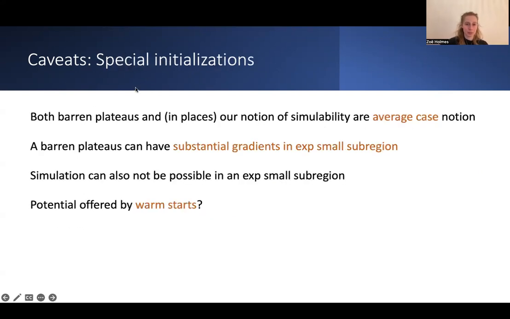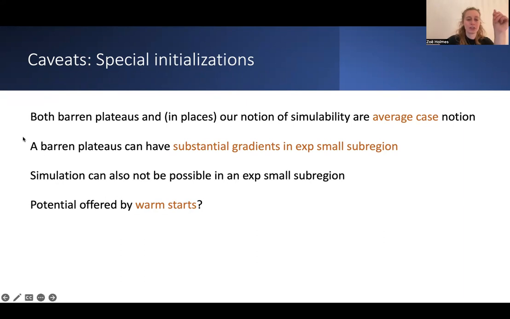Okay, another very important caveat is that of special initializations. Both barren plateaus and in places our notion of simulability are average case notions. Barren plateau is saying that on average over the landscape, gradients are exponentially small. But this does not preclude that you could have substantial gradients in small subregions. So an exponentially small proportion of the total space, but you could still have some gradients.